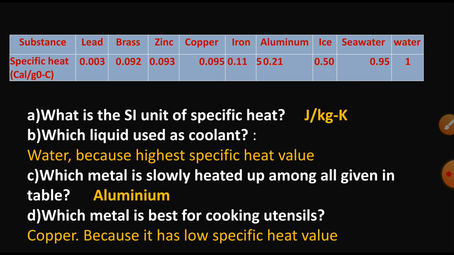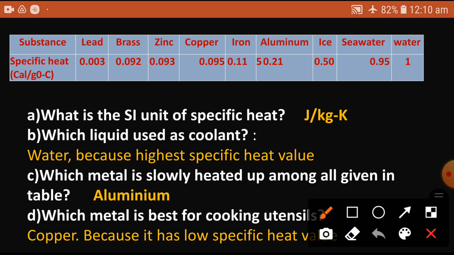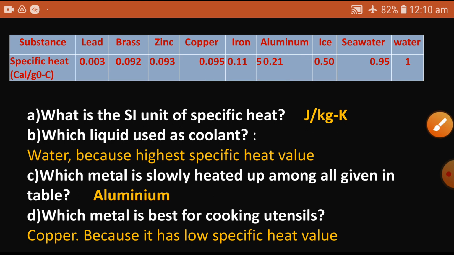Which metal is slowly heated up? Slowly heated up means we have to take high specific heat, and they asked for the metal, so you have to choose aluminum. Water has high specific heat. There are so many applications for the high specific heat of water. Remember that, based on that they may ask questions. Which metal is best for cooking utensils? Copper. It is a metal with low specific heat and good availability. We have to see the availability also.